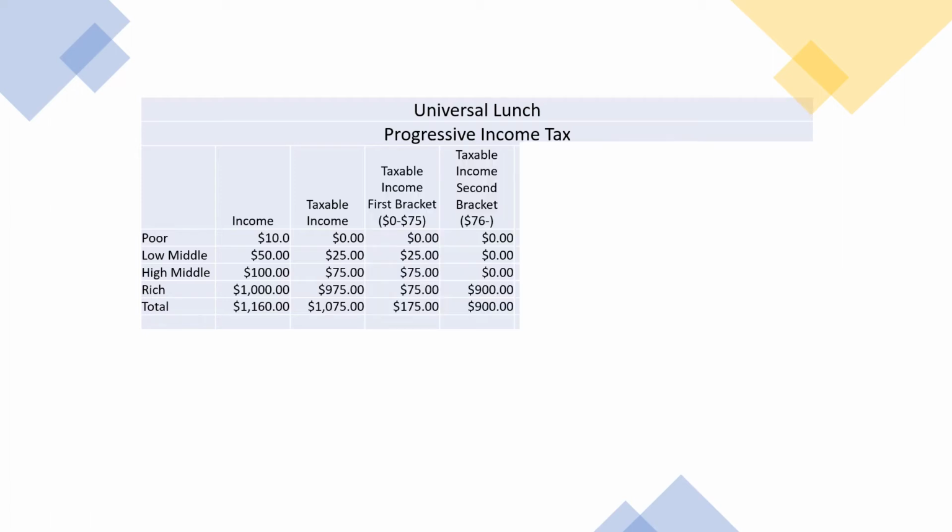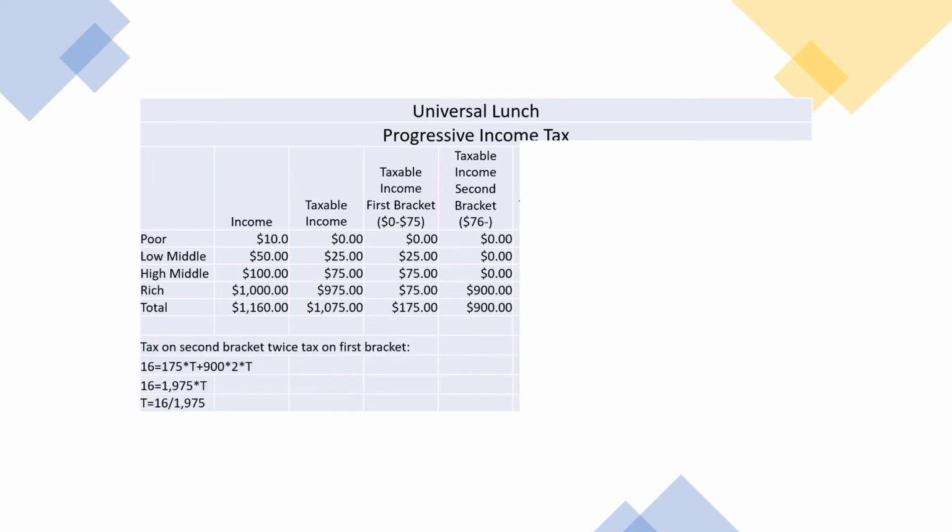Suppose there are two income brackets, one for income that is below $75 and one for income that is above it. The middle-income families have their entire taxable incomes in the first bracket. The rich have $75 in the first bracket and $900 in the second bracket. The total income in the first bracket is $175, and in the second bracket it is $900.